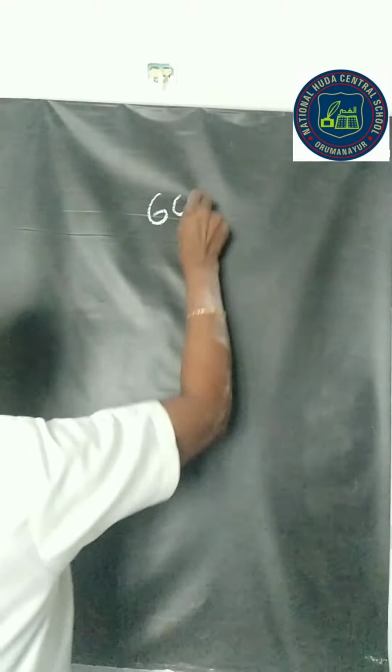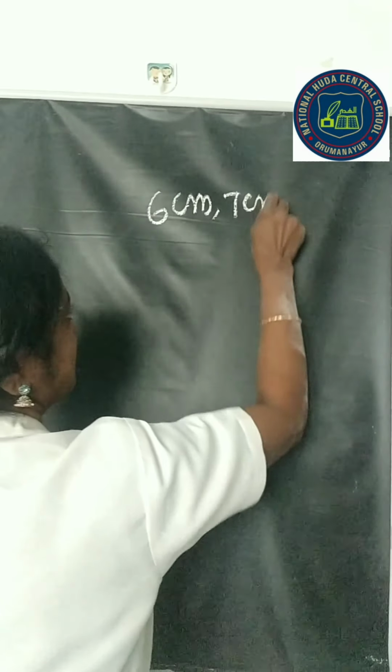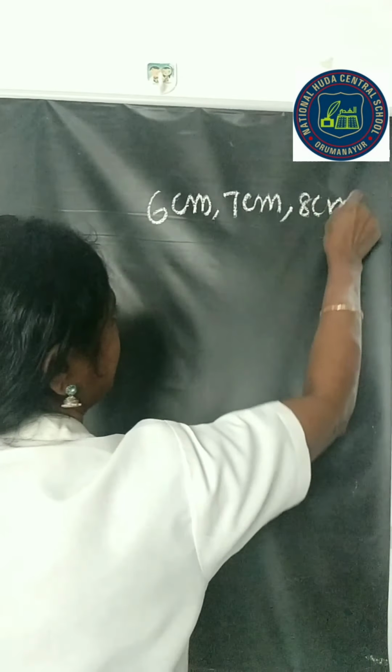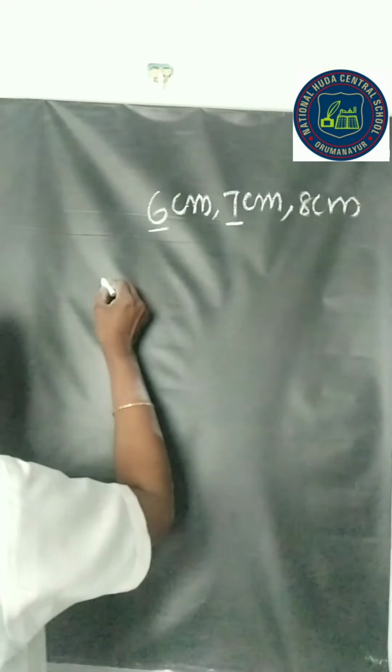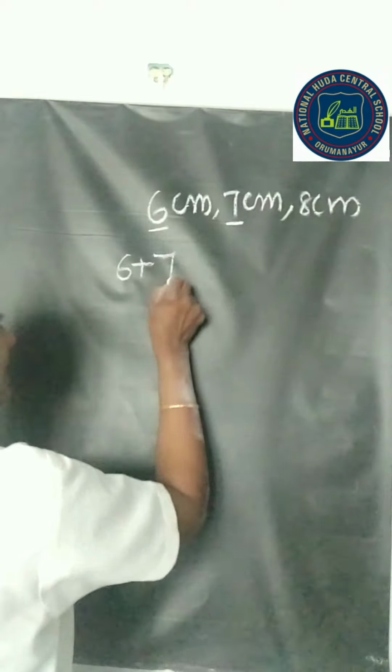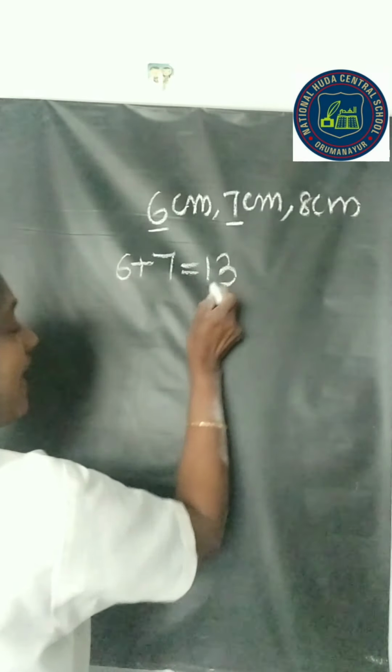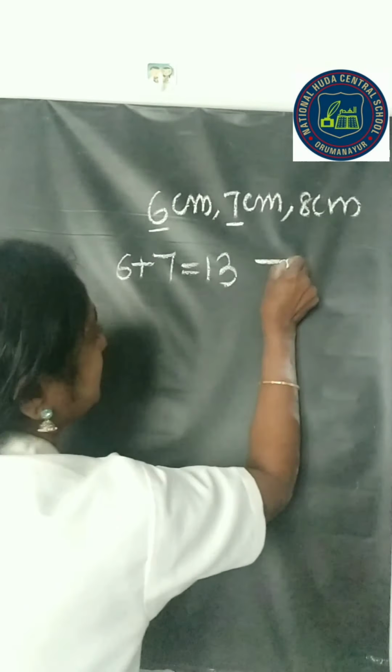Is it possible to make a triangle of sides 6 centimeter, 7 centimeter and 8 centimeter? So first we have to take the first two numbers. So 6 plus 7, that's equal to 13 and it is greater than the third side.